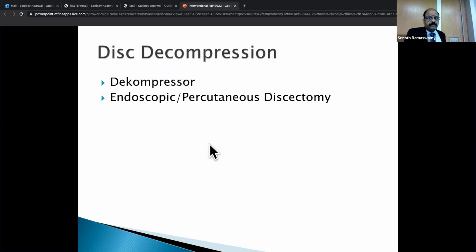An invasive technique that a lot of pain physicians are performing is disc decompression. It can be done with a decompressor.